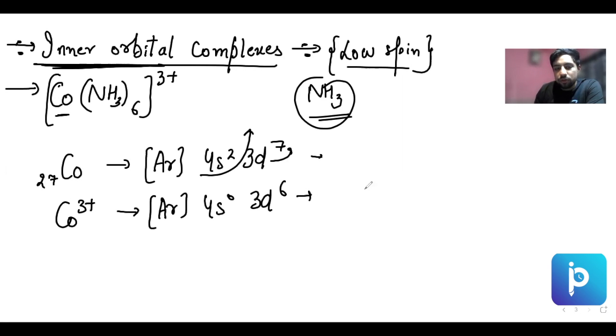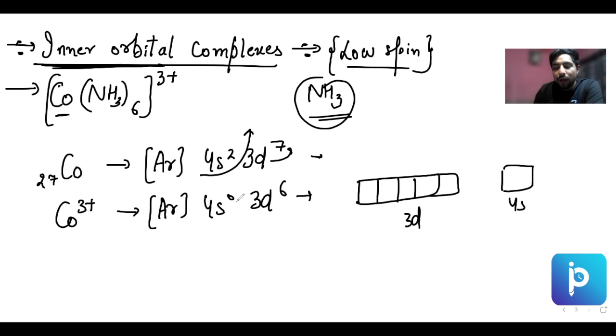To this, we can write it as like this. This is 4s. I will be writing 3d earlier, and this is the 4s. Okay, this is 3d. Now in 3d there are 6 electrons. How are those 6 electrons present? Like this, right? Now what will happen, this NH3 ammonia ligand, because it is a low spin complex.